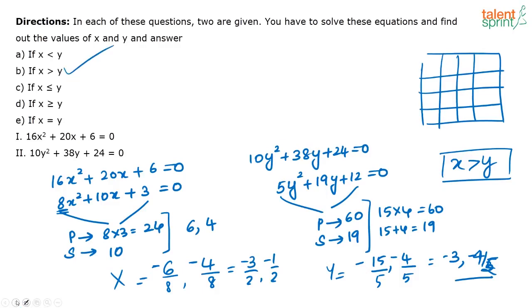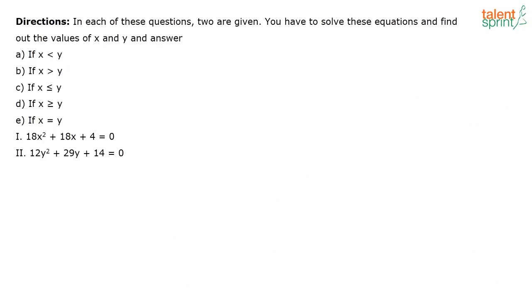So let's look at the next question. The next question is here on your screen. Here you have two equations: 18x squared plus 18x plus 4 is equal to 0, and 12y squared plus 29y plus 14 is equal to 0. So how do you solve this? So you have 18x squared plus 18x plus 4 is equal to 0.